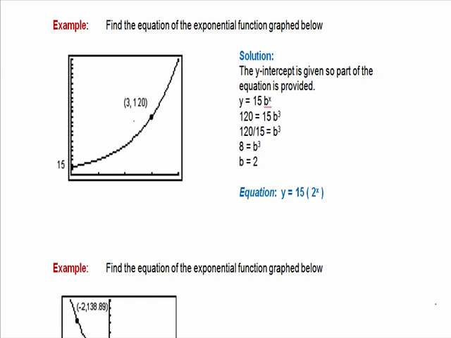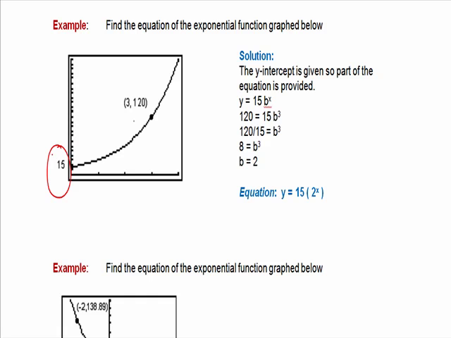I have a couple more examples that really illustrate what we did in the previous two examples, just with the information given as a graph rather than in function notation. So if we take a look at this first example, find the equation of the exponential function graph below, what I notice is I was given enough information that I know the y-intercept. So I see the y-intercept is 15.